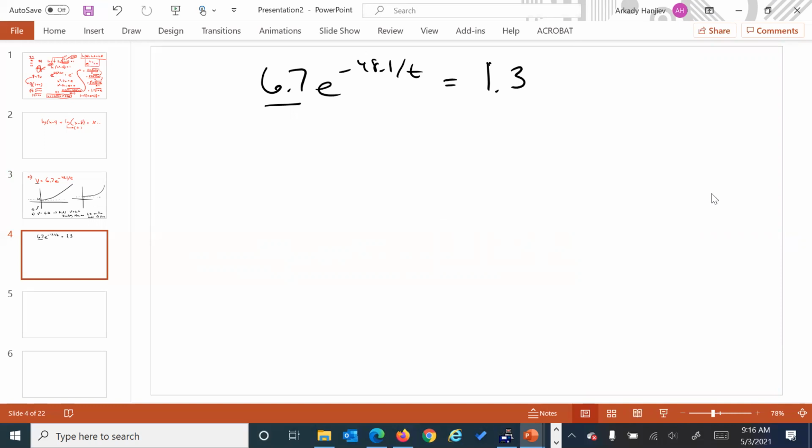Is there initially 6.7 million cubic feet, and then how long does it take to get to 1.3 million? 1.3 million is less than 6.7. They're trying to figure out how long until they have that much left, right? Is that the idea?